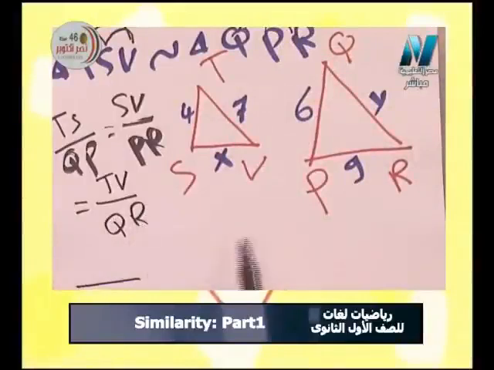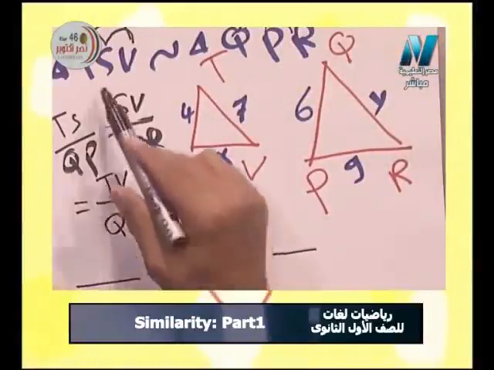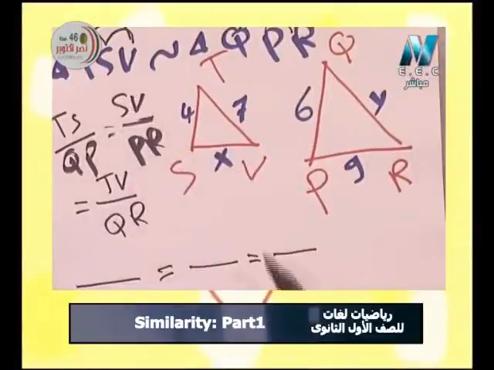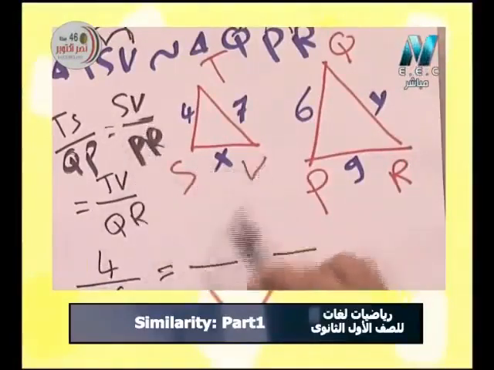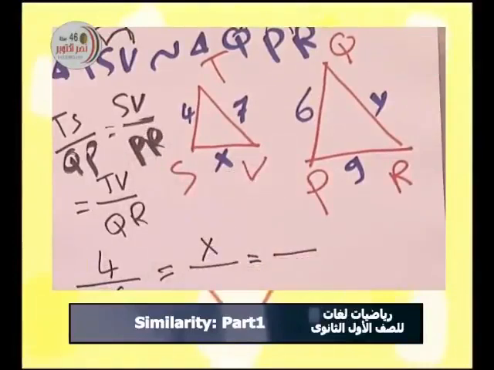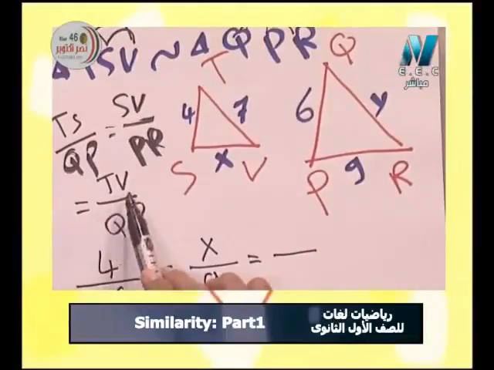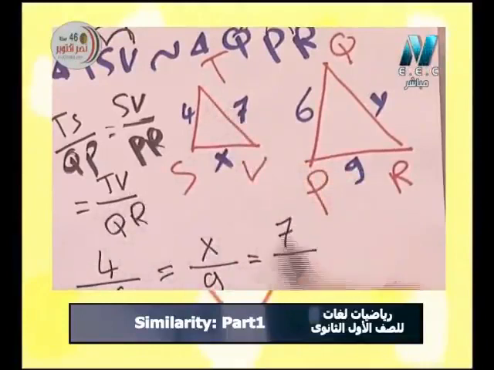Let's try to substitute here. Where's TS? TS here equals 4 centimeters, and QP equals 6 centimeters. SV, where is SV? Equal X. Put here X. And PR is 9. TV here is equal to 7. And QR is Y.